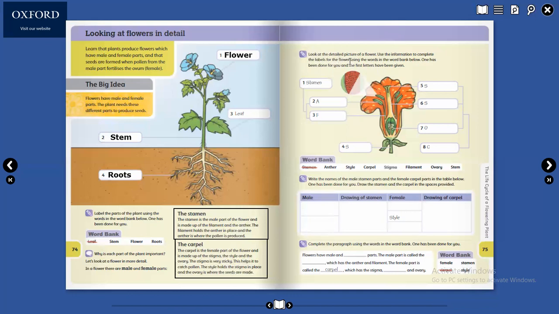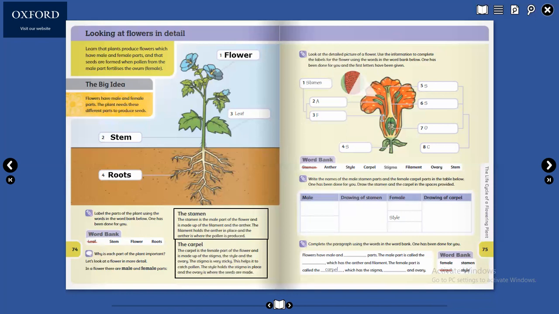Look at the detailed picture of the flower. Use the information to complete the labels for the flower using the words in the word bank below. One has been done for you. First letter has been given. So when they give you the first letter, it means they made it easy for you, right?